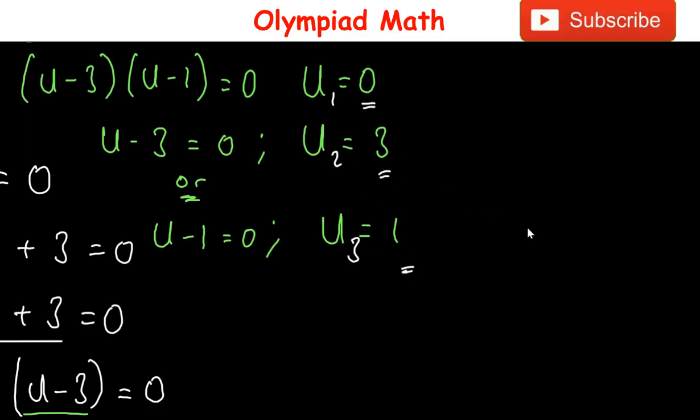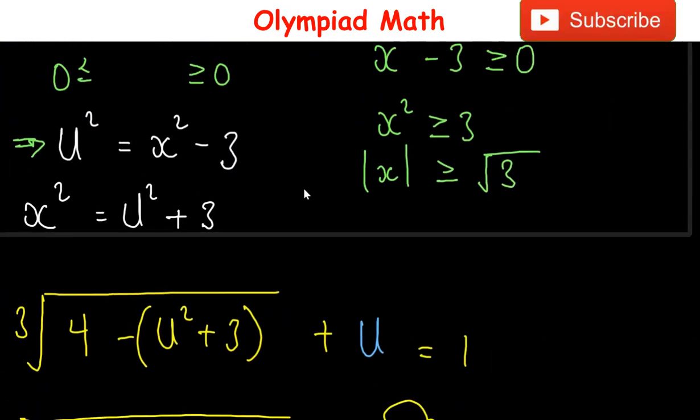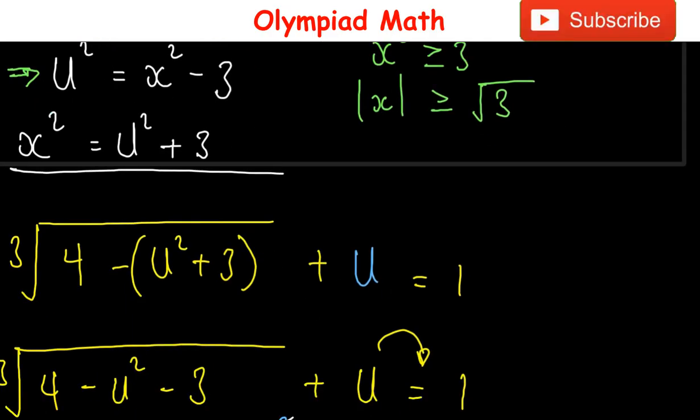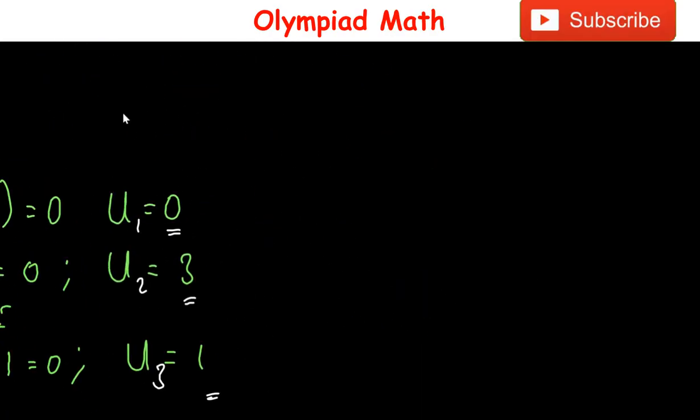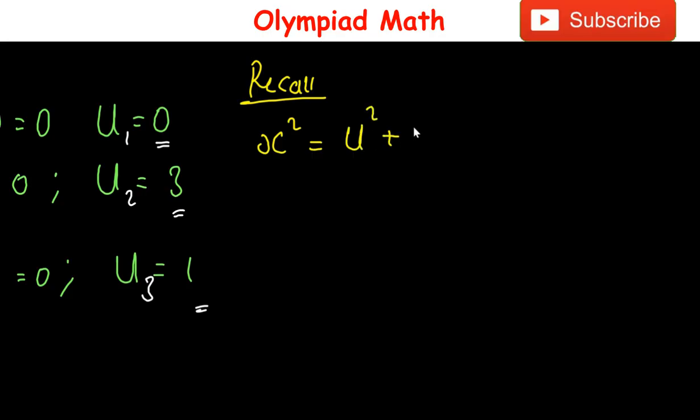But then the goal is to solve for x. So to solve this, recall that from here, we said x squared is equal to u squared plus 3. So writing this equation down, recall that we have x squared is equal to u squared plus 3. For the value of u1 as 0, this then becomes x squared is equal to 0 squared plus 3. The value of x squared is equal to 3.